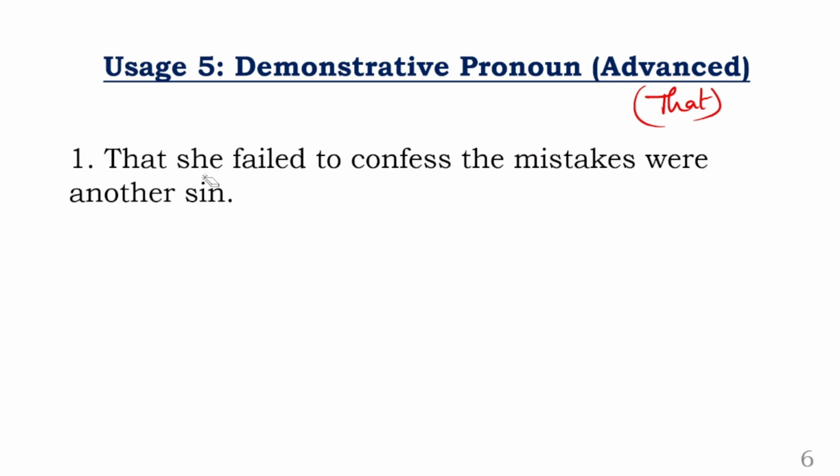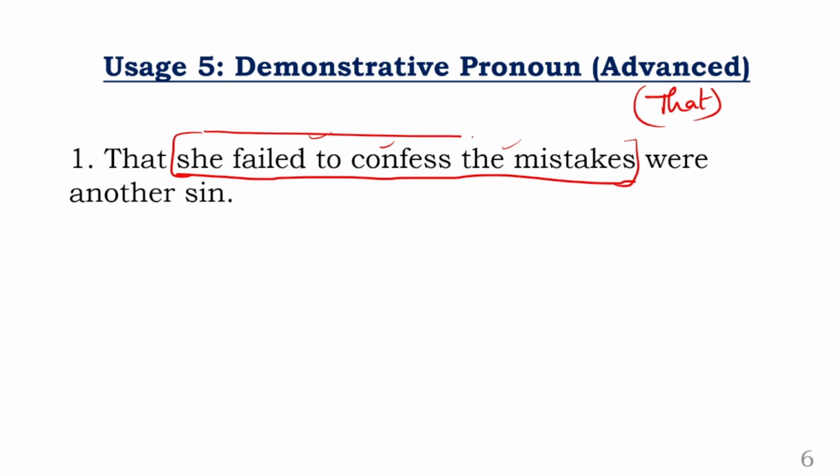Let us look at the sentence. What is the sentence here? That she failed to confess the mistakes were another sin. There is a mistake in this sentence. Actually, there is an error. See, she failed to confess the mistakes. This is one case. The sentence is very clear that she failed to confess the mistakes or sins. Let us say that. This is one clause completely.